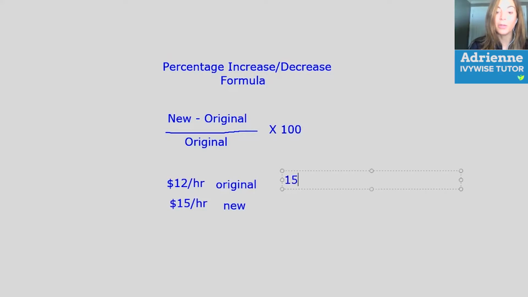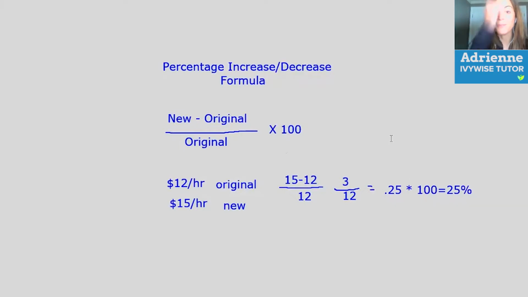So we're going to take the new rate of $15 an hour minus the original rate of $12 an hour, and we're going to divide by $12 an hour. If we do the numerator here, we get 3, and then our denominator is still 12. If we divide those two numbers in the calculator, we end up getting 0.25. As we said, we're going to multiply against 100, and we're going to get 25%. So you basically just got a 25% raise in babysitting.